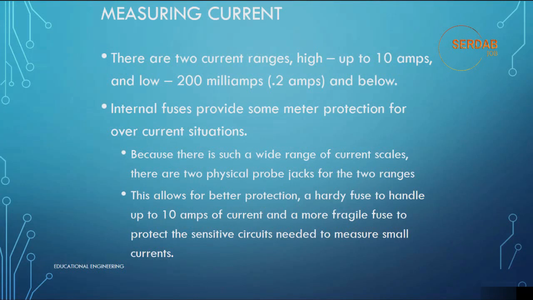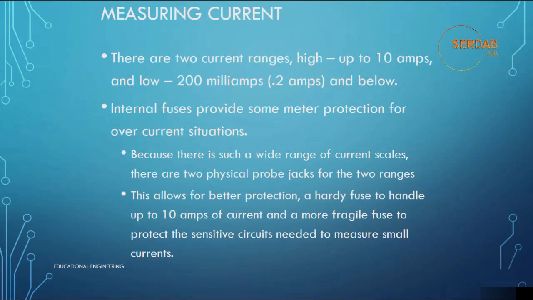There are two current ranges, high, up to 10 amps, and low, 200 milliamps or 0.2 amps and below. Internal fuses provide some meter protection for over current situations. Because there is such a wide range of current scales, there are two physical probe jacks for the two ranges. This allows for better protection: a hard fuse to handle up to 10 amps of current, and a more fragile fuse to protect the sensitive circuits needed to measure small currents.